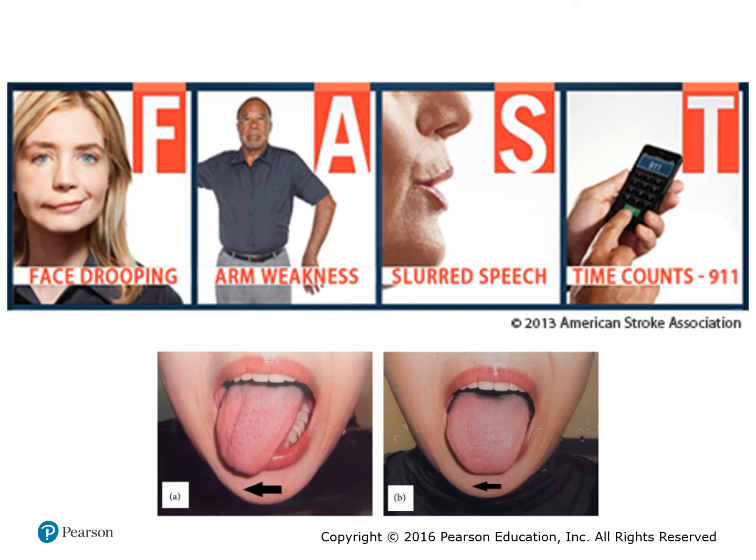A is for arm weakness. We have the patient bring both of their arms up, and you can have them palms up or palms down. And one side of the body, the arm will drift down. It's called the drift test. We'll learn that in orthopedic tests. So arm weakness, one-sided arm weakness.